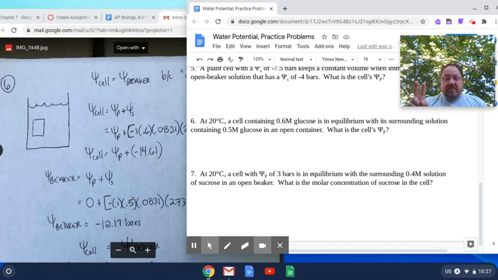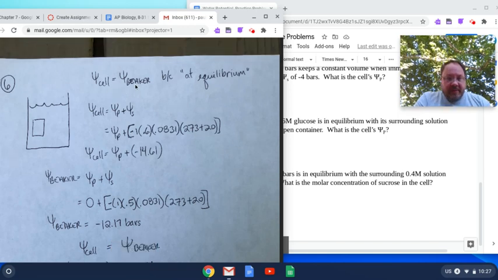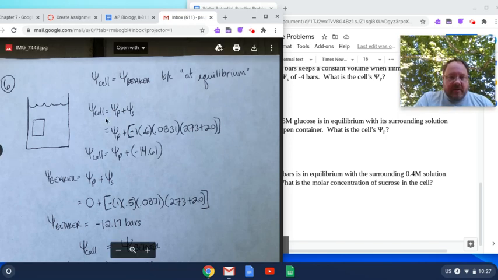They're set at equilibrium, so the water potential in the cell is going to, again, be equal to the water potential in the beaker. And all we've got to do is solve for the pressure potential in the cell. So again, water potential in the cell and water potential in the beaker are the same because they're at equilibrium.